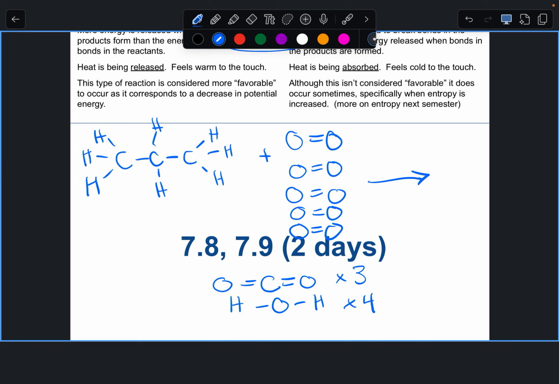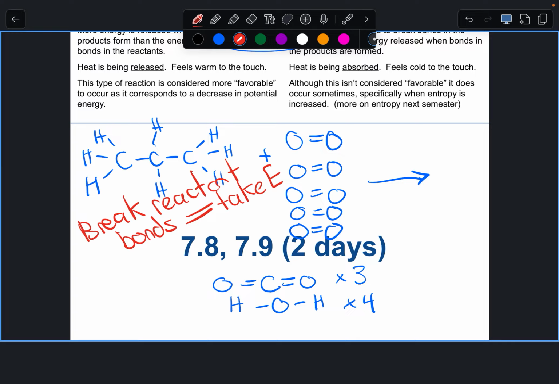Okay, so for this reaction to occur, we have to break this bond, that bond, that bond, that bond, all of these bonds. We have to break them apart. That's going to take a certain amount of energy. Okay, so break reactant bonds. That's going to take energy.